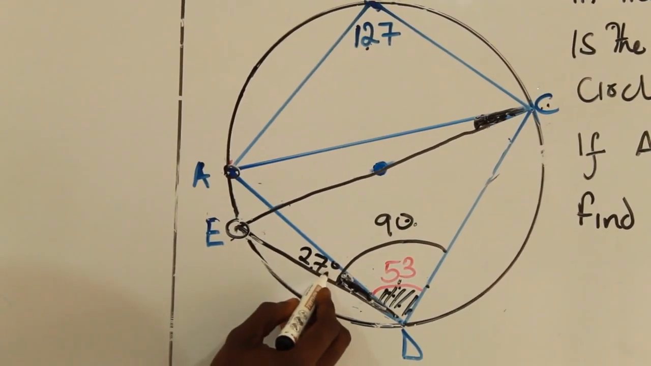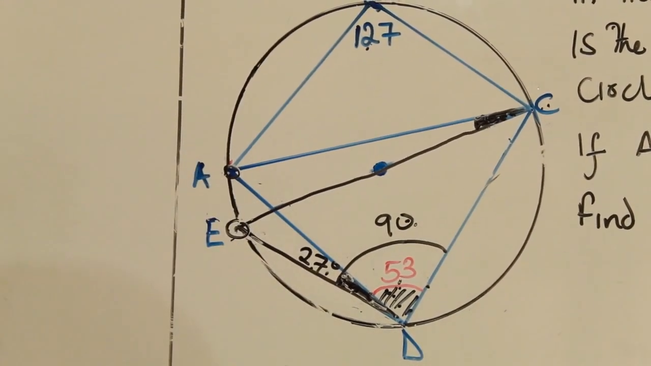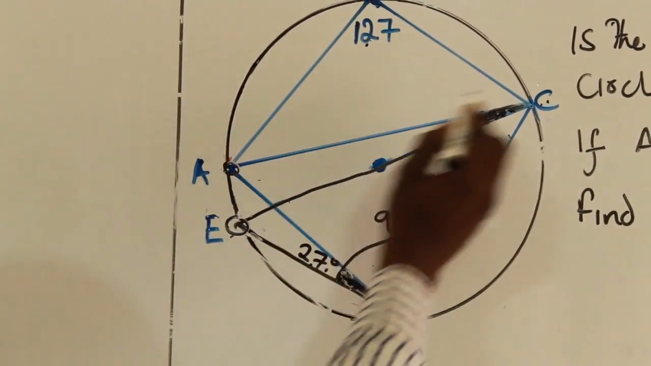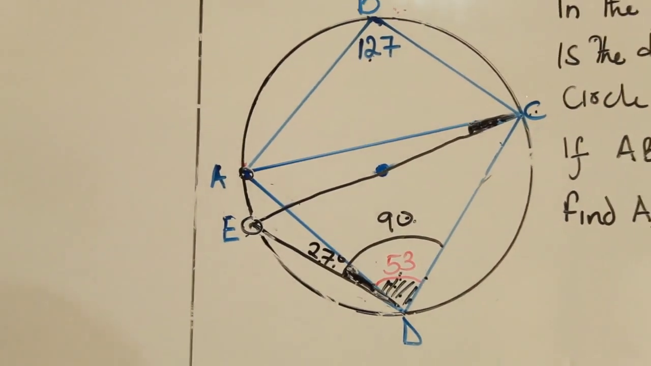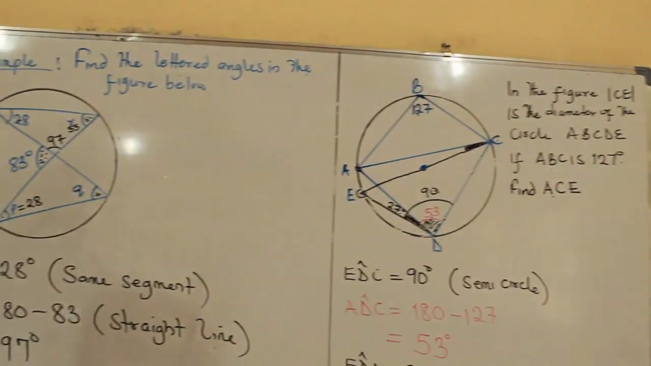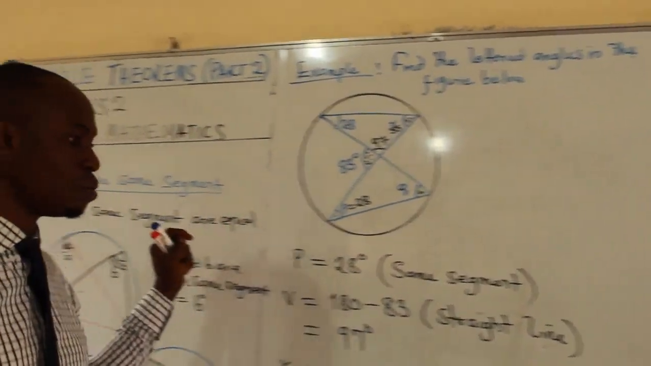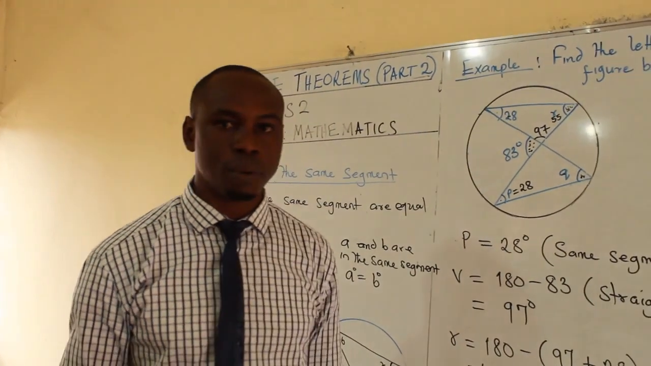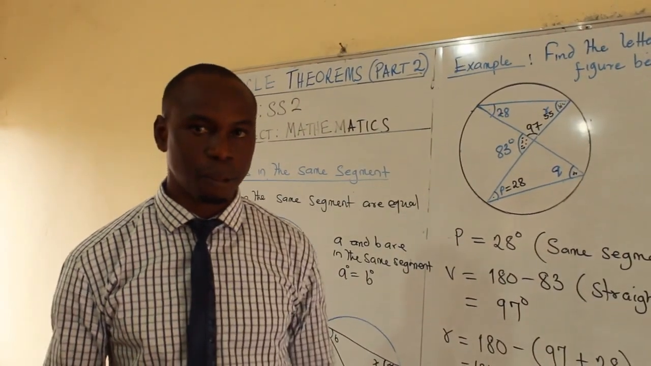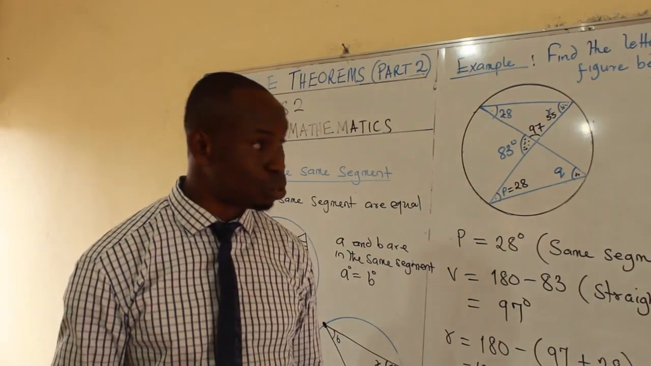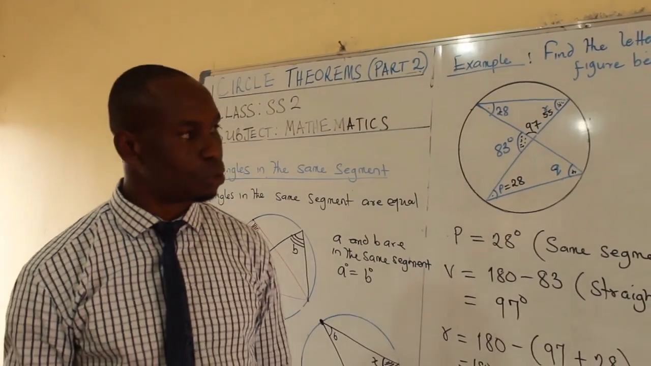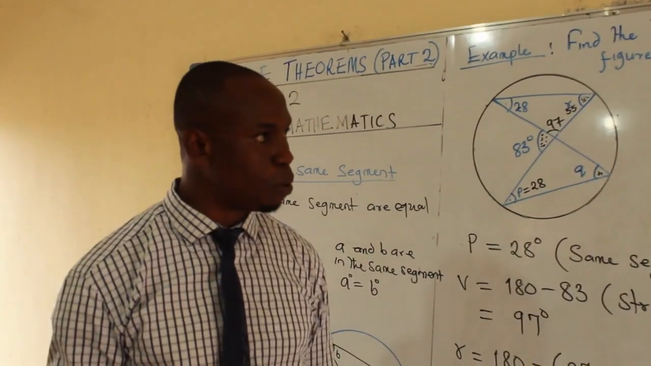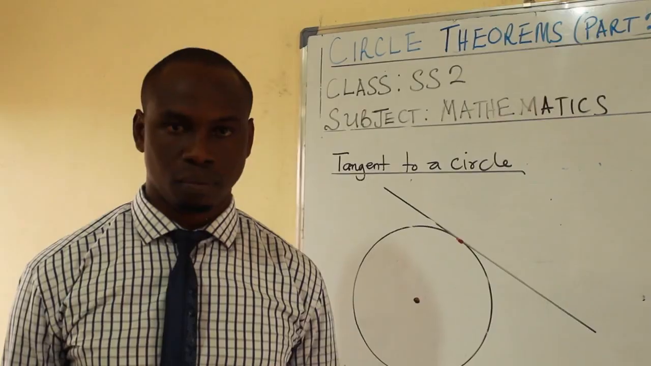And this part 27, EDA, is related to the required ACE according to this particular theorem, which is angles in the same segment. So therefore, the angle that we were asked to find, ACE, is 27 degrees, and the reason is that they are both in the same segment.